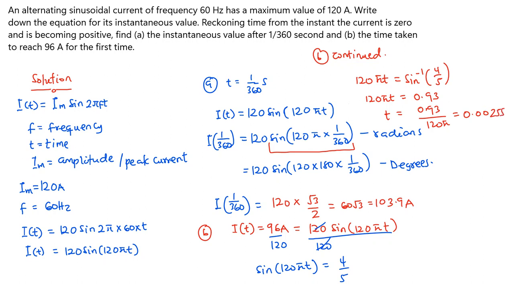0.0025 seconds. That will be the time that, when you substitute into the general formula that we got, which is this equation, will give us a current of 96 amperes. You might not get 0.0025 exactly, just because of how I rounded the numbers. So if you get anything closer, it means you are correct.